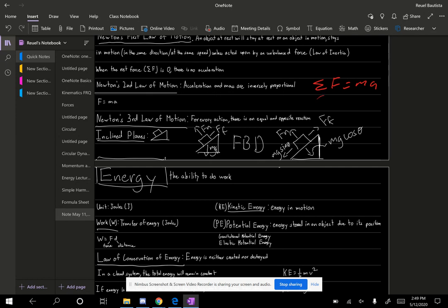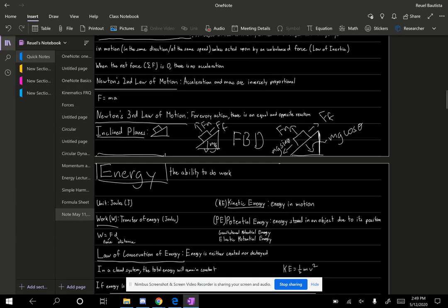And Newton's second law of motion says acceleration and mass are inversely proportional. Meaning, if the amount of force stays the same, and let's say mass goes up, then that means acceleration goes down. Pretty simple stuff. Okay, it just shows the inverse proportionality between mass and acceleration. Newton's second law of motion is pretty much the equation F is equal to ma. Okay. Next is Newton's third law of motion.